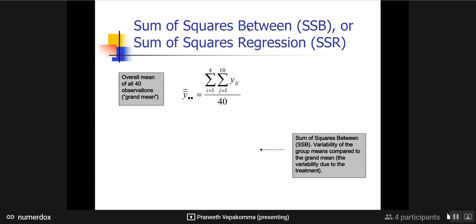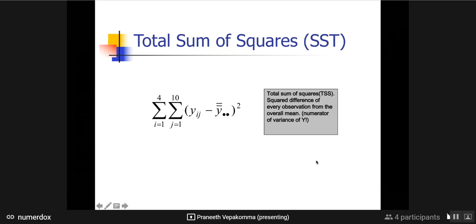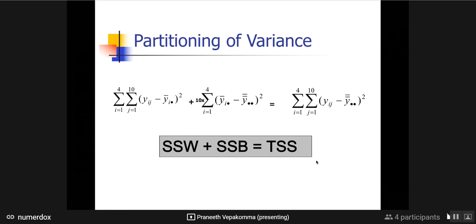So now what you do is, instead of computing individual means, you compute the overall mean of your entire table, all 10 values times 4 columns. You compute the entire mean, and then you look at every individual entry and see how the variance is there, one group at a time. So this is the sum of squares between, the variability of the group means compared to the grand mean. Okay. Then there is something called total sum of squares. This is basically the sum of these 2 variances. If you combine this, you'll get the overall variance.